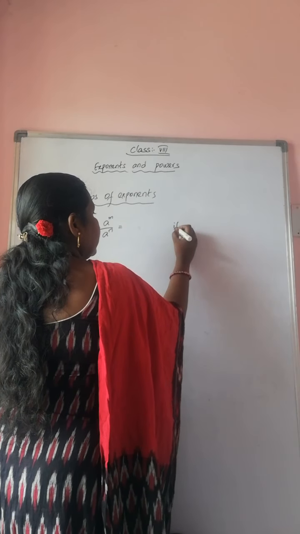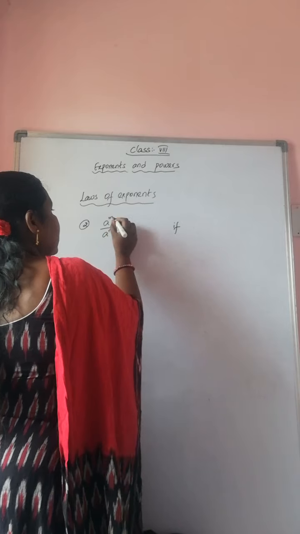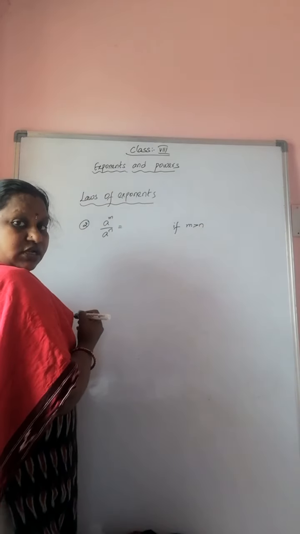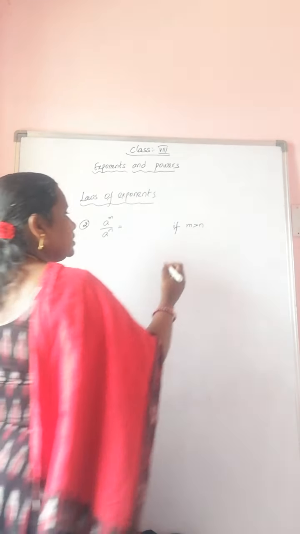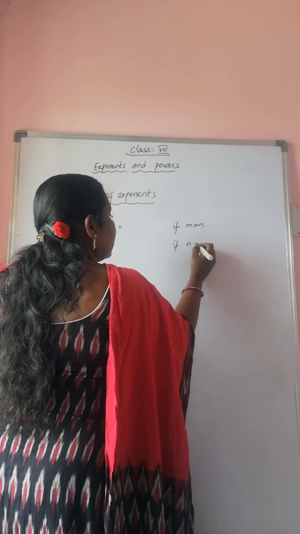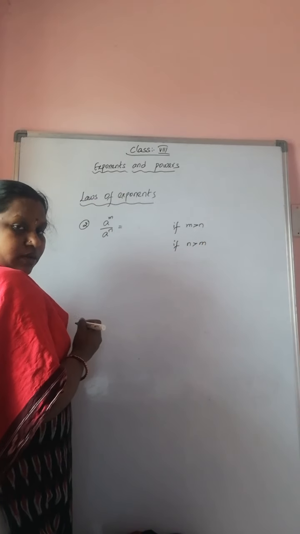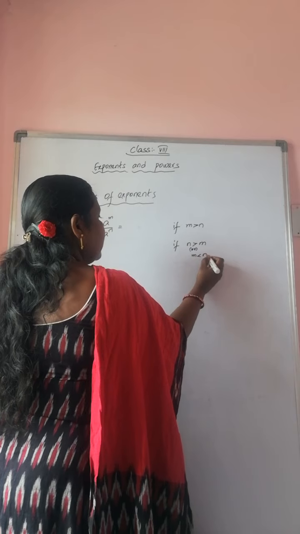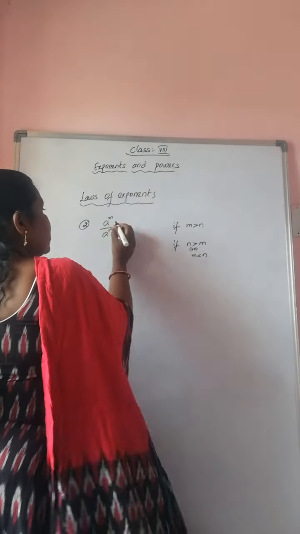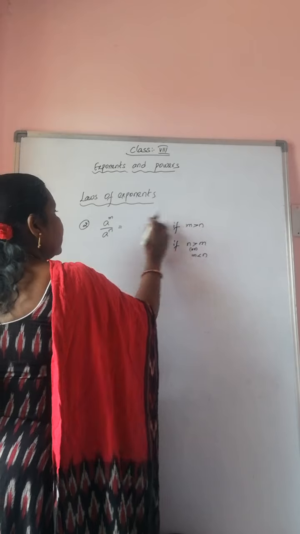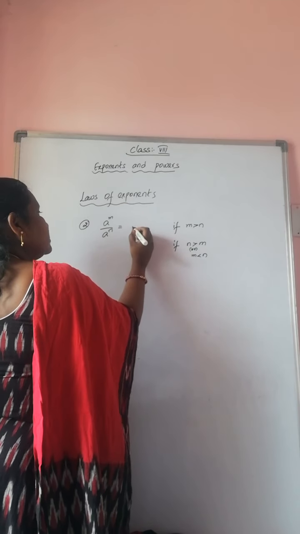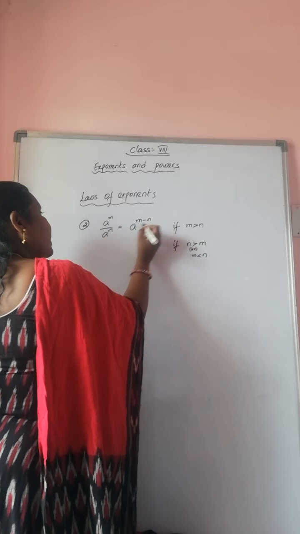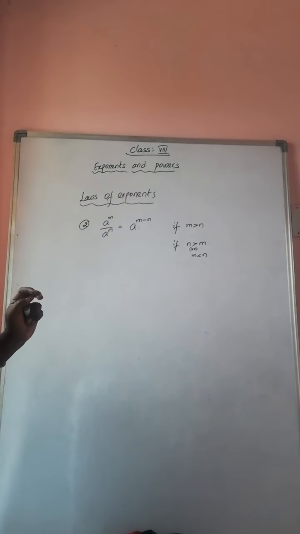If the bases are the same, and the power of a in the numerator, that is if m is greater than n, what is the formula we are going to get? And if n is greater than m, then what is the formula? N is greater than m, or else we can say m is less than n. So a power m by a power n: if this numerator power m is greater, the numerator power will come up and keep minus. A power m minus n.